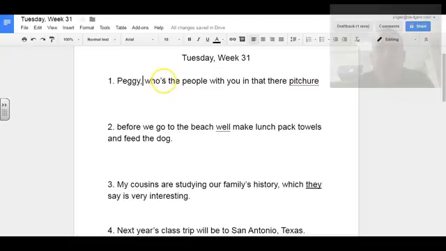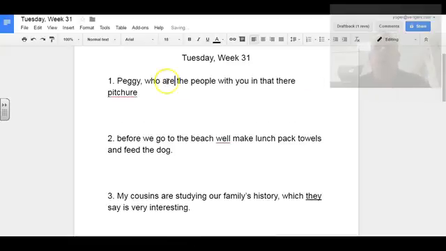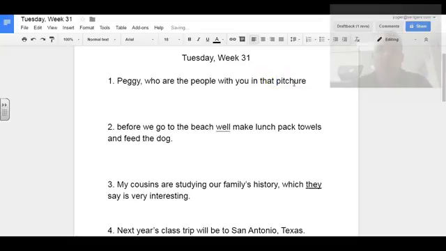Now, since we have people, what's wrong with the who's right here? It should be who are. Who are the people with you in that there picture? Never need that there, so get rid of there. Who are the people with you in that picture? And then obviously picture is misspelled, and so we want to retype that. And that's the way picture is. And then if you notice at the end, I also put a question mark at the end. So we have Peggy, who are the people with you in that picture?